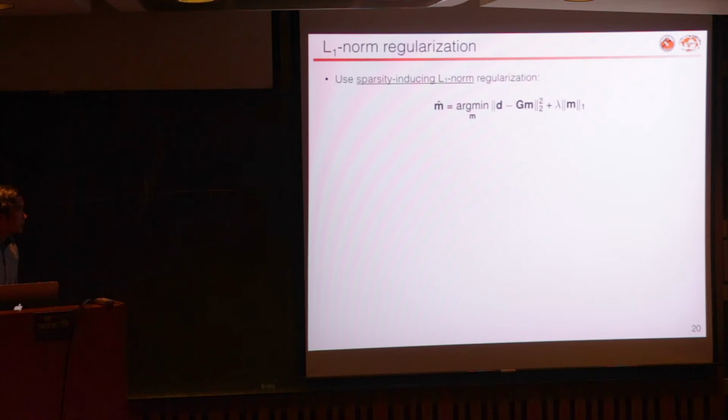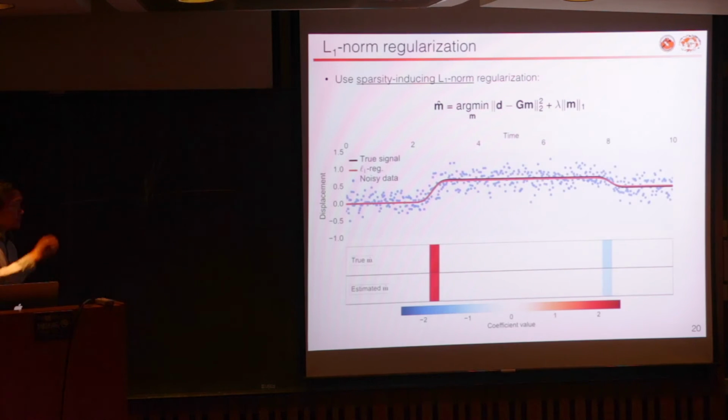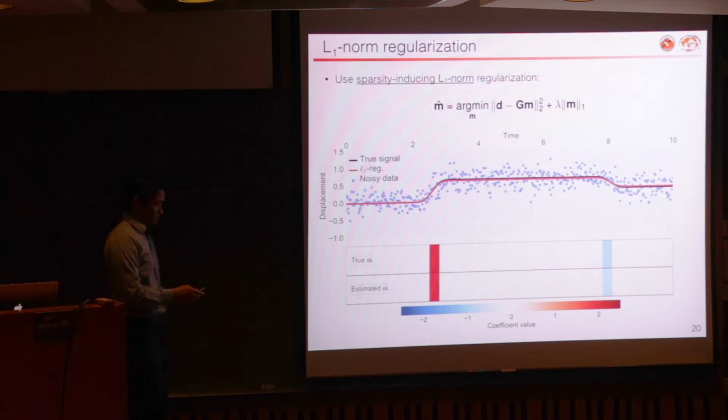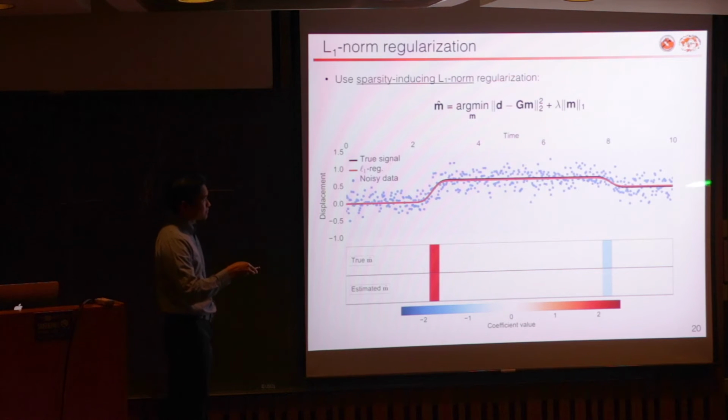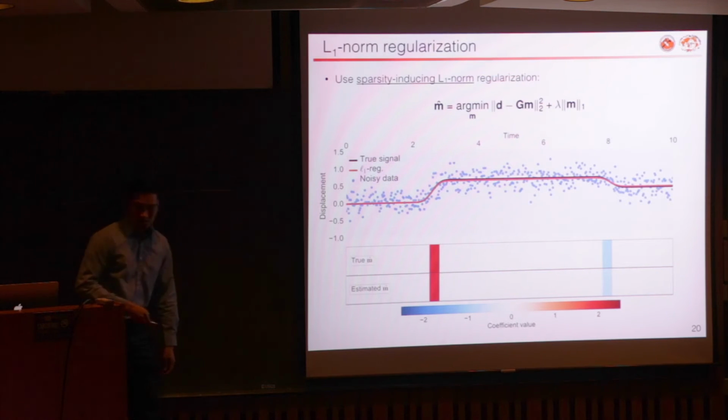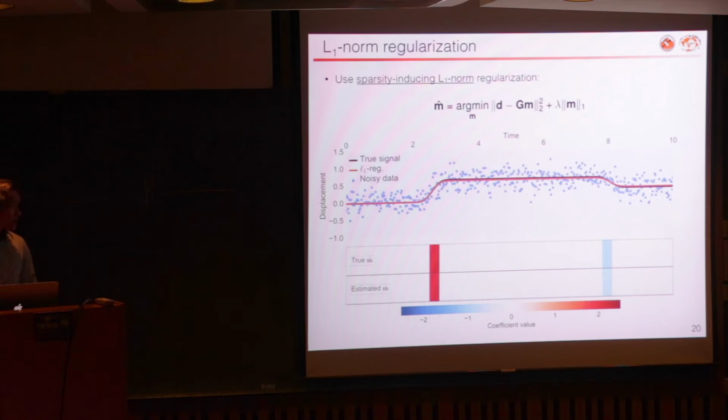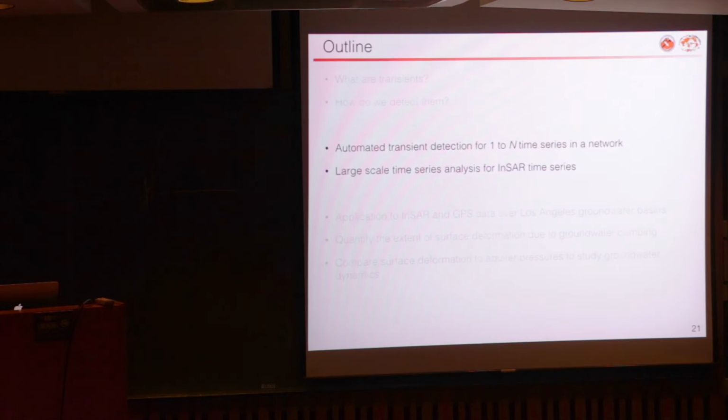So when we use the L1 norm, we get very good, almost perfect reconstruction of our input signal. And if we look at the coefficients, we see that everything that doesn't contribute to the data fit is zeroed out, and we isolate just the two transients that we wanted to. So that was for one time series.